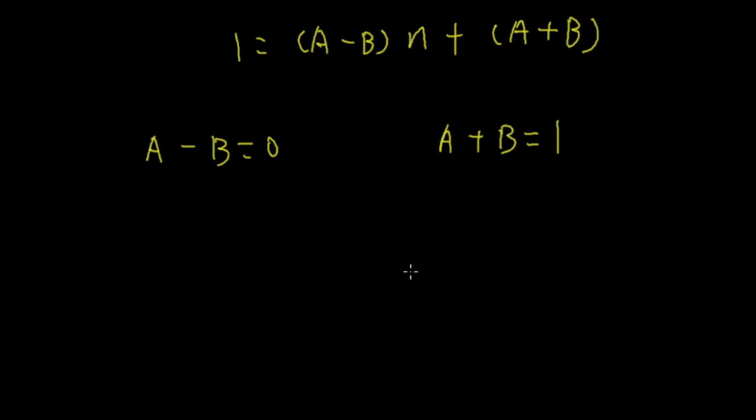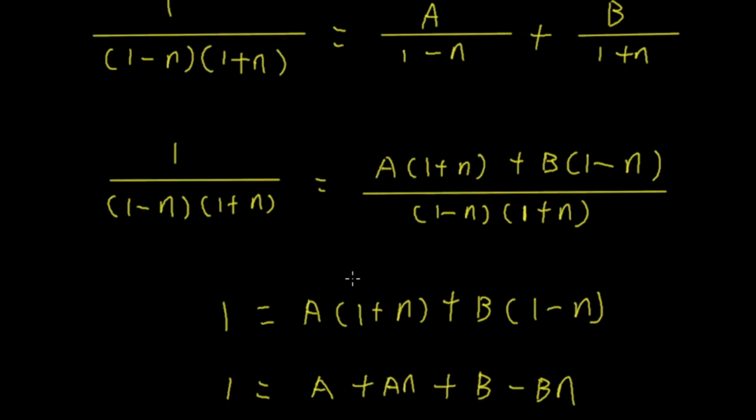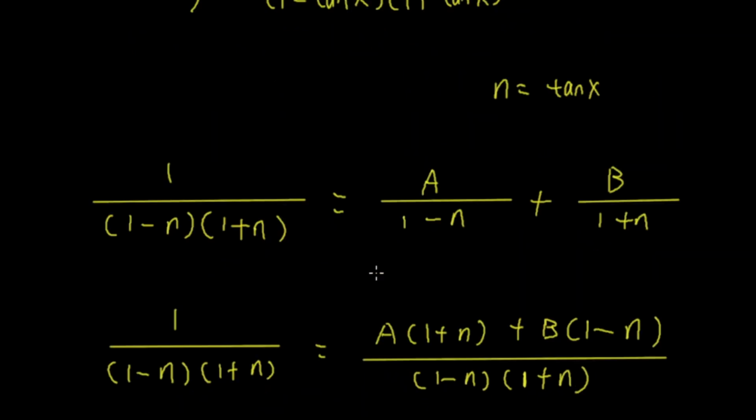Now, since a minus b equals 0, that means a must be equal to b. Here, we can put b into a here. So b plus b is equal to 1. Now 2b is equal to 1. Then b is equal to 1 over 2. Now since a equals b, a is equal to 1 over 2. So both a and b are equal to 1 over 2. So we can put it back here. 1 over 2 and 1 over 2.